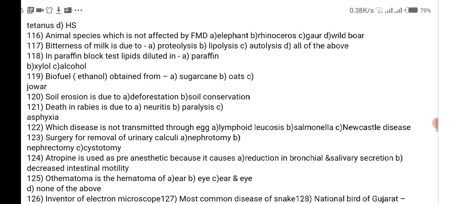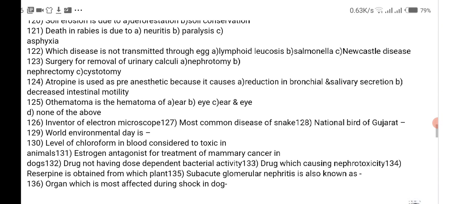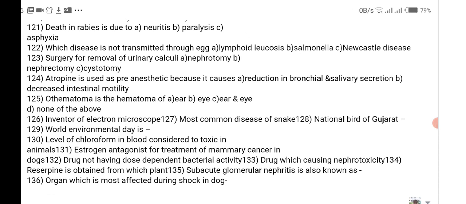Atropine is used as pre-anesthetic because it causes a reduction in bronchial and salivary secretion. It does not decrease intestinal motility. Option A is correct.